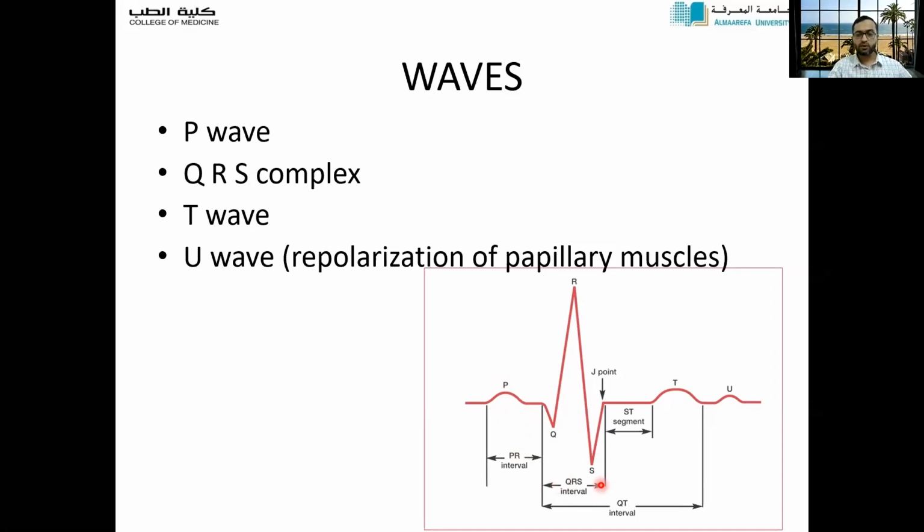Then we have the QRS interval, which contains three waves: Q wave, R and S wave. And one very big interval we have here is the QT interval, which contains the QRS complex, ST segment, and the T wave. So there are four waves and one segment coming in this QT, the whole QT interval.